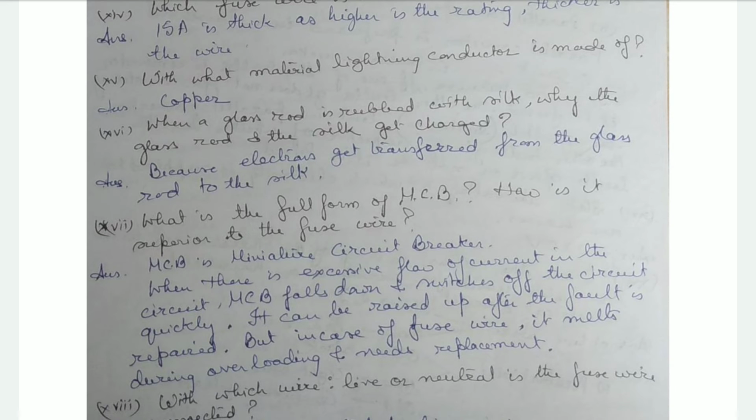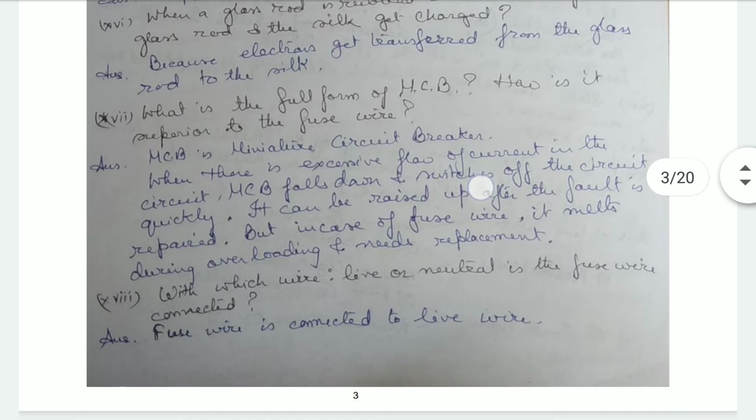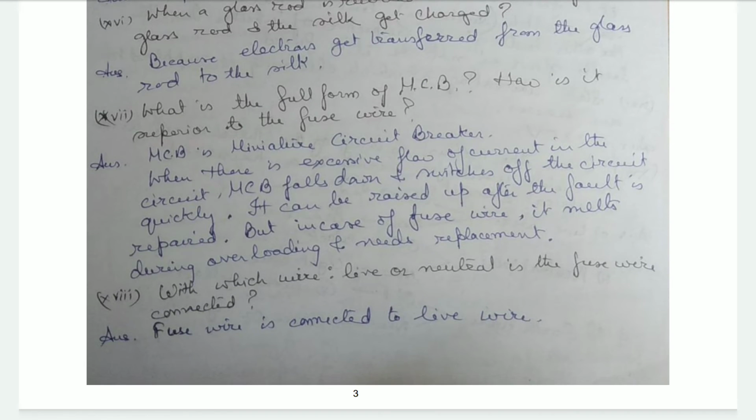Then, what is the full form of MCB? How is it superior to the fuse wire? MCB is known as miniature circuit breaker. Okay, please note the spelling: miniature circuit breaker. When there is excessive flow of current in the circuit, this MCB trips down and switches off the circuit quickly. Okay, it can be raised up after the fault has been repaired, but in the case of the fuse wire, it melts during overloading and needs replacement.